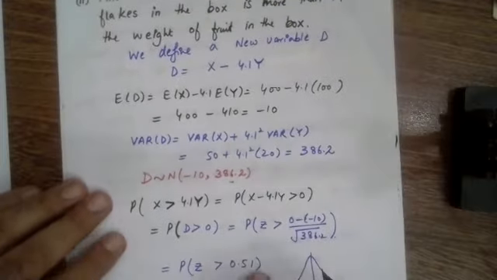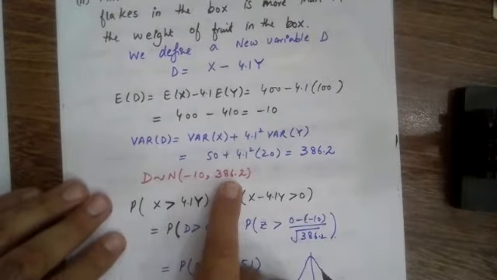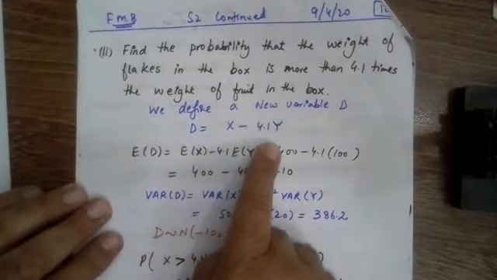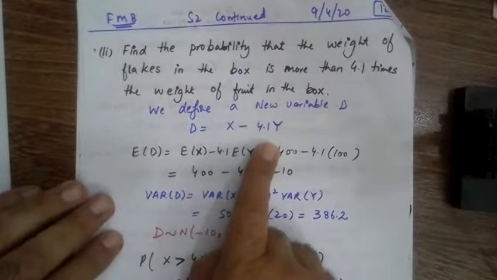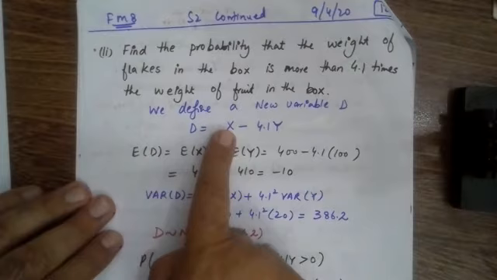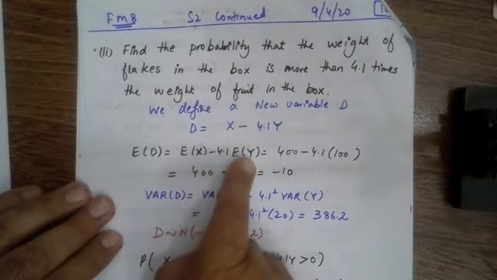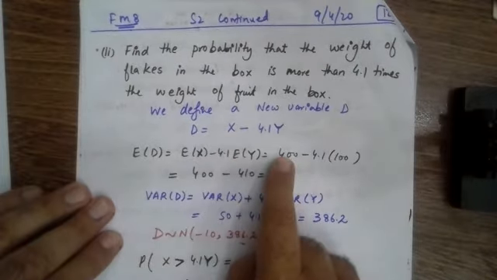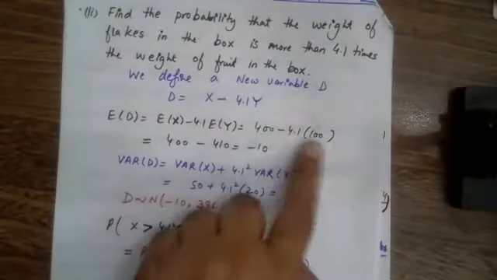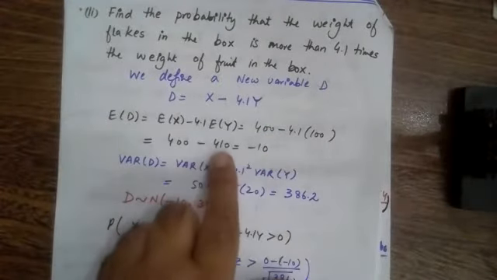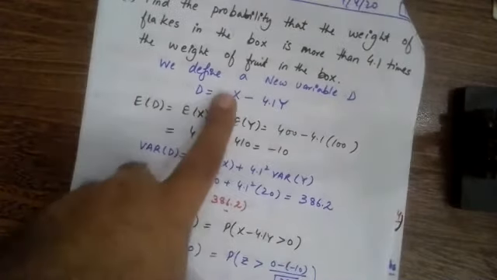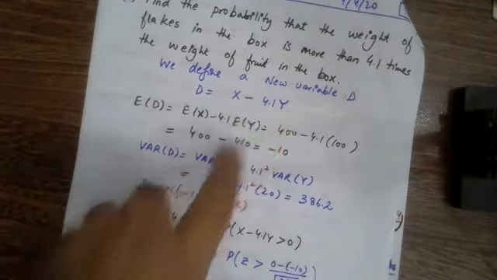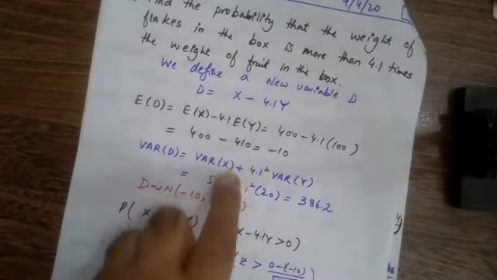So for this, you need to have the average and variance of the d, which you can calculate by using your knowledge of combination of variables. You know that the expected value of d is equal to expected value of x minus 4.1 times expected value of y. The expected value of x was 400. You can see over here, it was 400, and the value of y was 100. So inserting these two values, we get 400 minus 410, which is minus 10. Okay, now the variance of d, you know, is variance of x plus 4.1 square times the variance of y. This negative sign will be converted to plus.